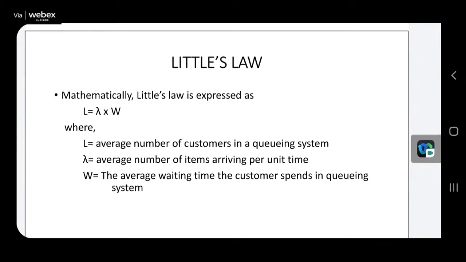So the most important thing is that the average number of customers in the queuing system is equal to the multiplication of the average number of customers arriving per unit time and the average waiting time that the customer has to spend in the system.